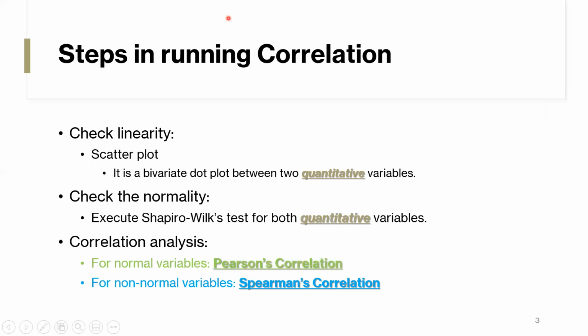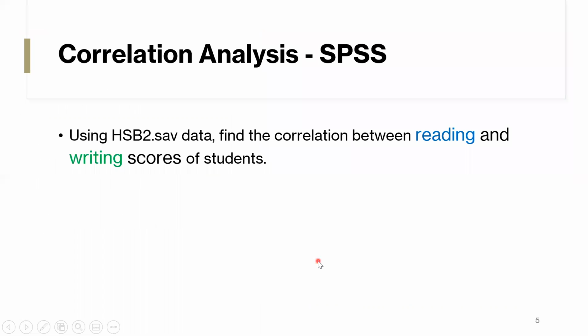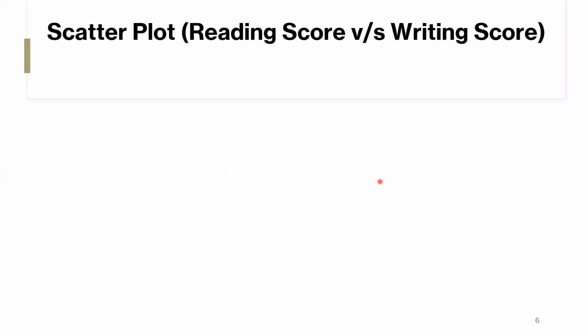If the variable is found to be normally distributed, we apply Pearson correlation. If it is non-normally distributed, we apply Spearman correlation. For this lecture, we are going to use the HSB2 data, which has 5 categorical variables and 5 continuous variables. We are going to find the correlation between the reading and writing scores of a student.